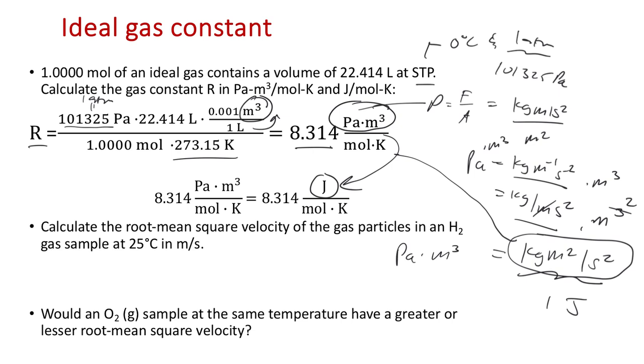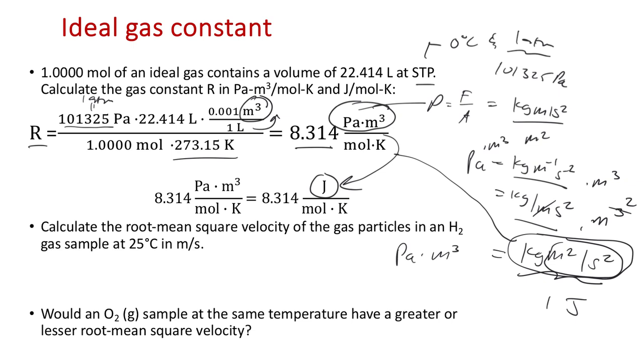But now where this relates to getting a velocity is, if I'm going to take the square root of a bunch of units where the gas constant is part of it, you can see this is where I'm going to get my meters per second out when I do the math and plug in and solve for the velocity of a particle. So, calculate the root mean square velocity of the gas particles in an H2 gas sample at 25 degrees C.